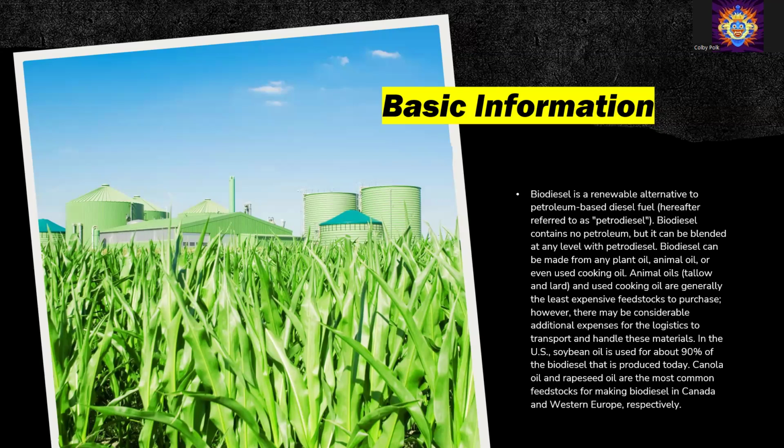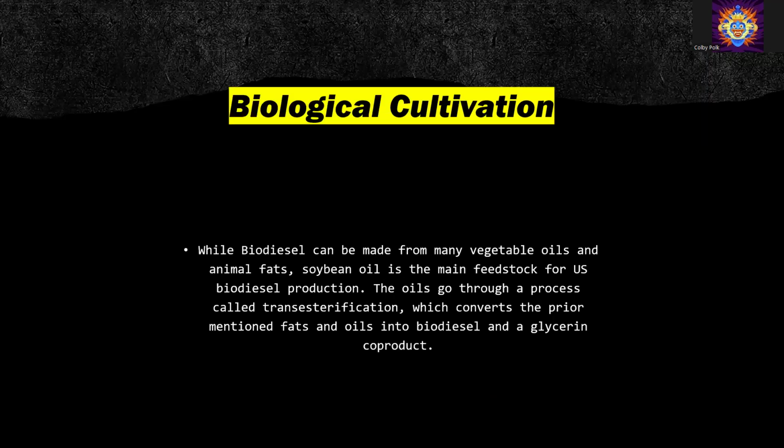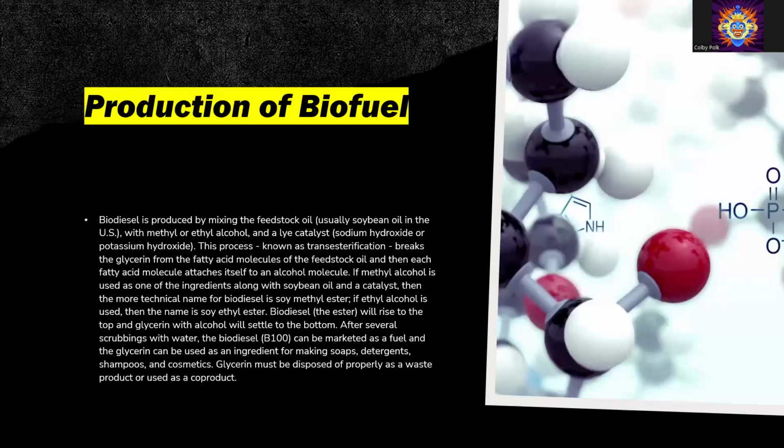In the US, at least, soybean oil is used for about 90% of the biodiesel that is produced today. Canola oil and rapeseed oil are the most common feedstocks for making biodiesel in Canada and Western Europe, respectively. While biodiesel can be made from many vegetable oils and animal fats, soybean oil is the main feedstock for the US, as I previously mentioned. The oils undergo a process called transesterification, which converts the previously mentioned fats and oils into biodiesel and a glycerin co-product. We'll go a bit more in depth into that in the next slide.